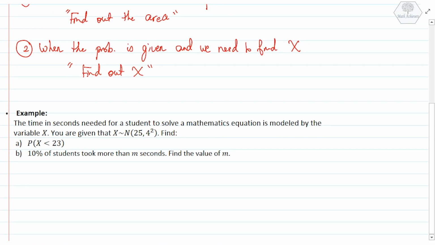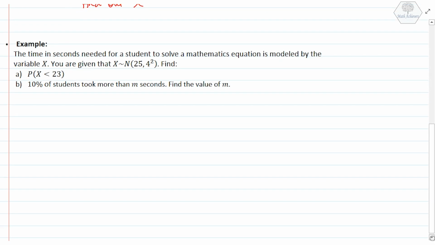Let's have this example. The time in seconds needed for a student to solve a mathematics equation is modeled by the variable x. You are given that x is normally distributed with mean equal to 25 and standard deviation equal to 4, because the variance is 4 squared. We need to find, for part A, the probability that x is less than 23.